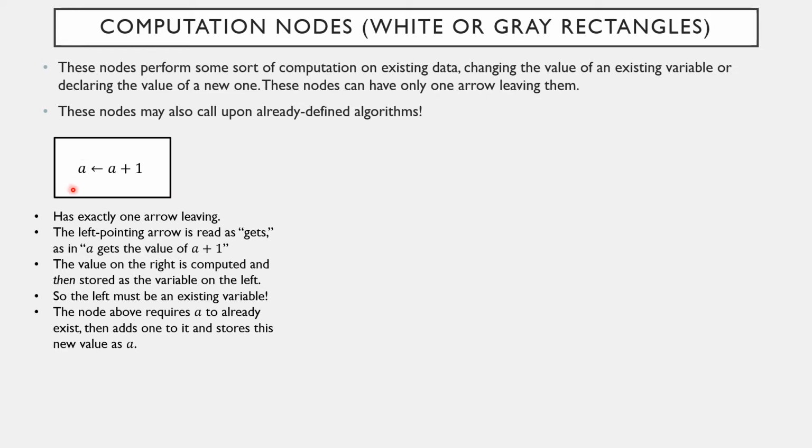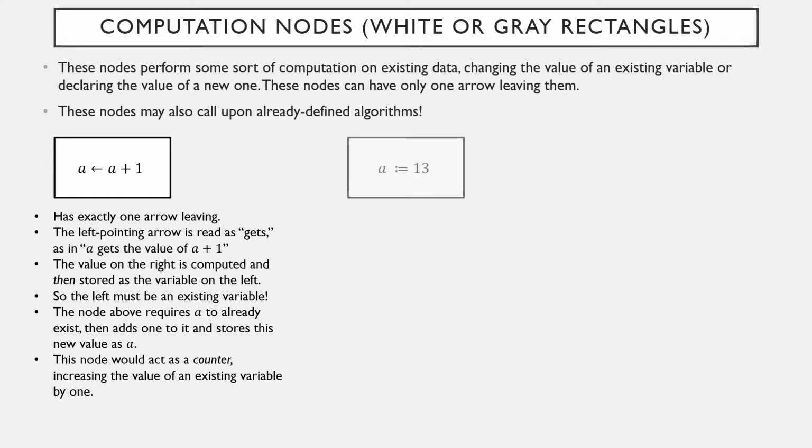This box, by the way, is a very common computation that we'll do. Whatever the value of a was, increase it by 1 and call that a instead, and then keep going. This is what's called an incrementer. It just says whatever the value was, increase it by 1, and store that as your new variable. Okay, or a counter, sorry, they're also called counters. Take an existing variable and increase its value by 1.